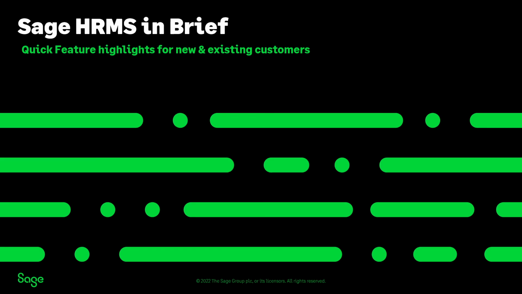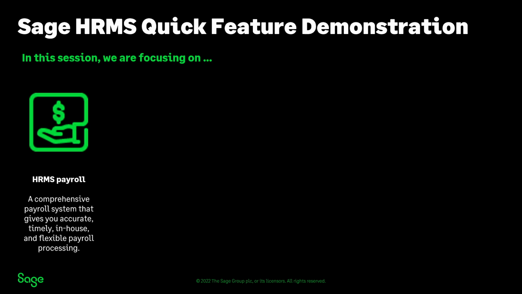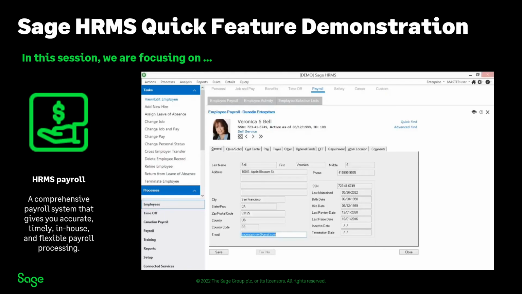Welcome to this short video, another one of our quick feature highlights of Sage HRMS, a complete human resources management solution that helps you improve your data collection and policy management so you can make smart HR decisions for your business. In this session, I'd like to take a few minutes and show you how the premium version of Sage HRMS Payroll can work for your organization.